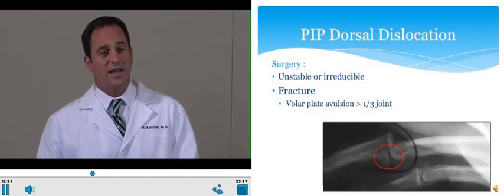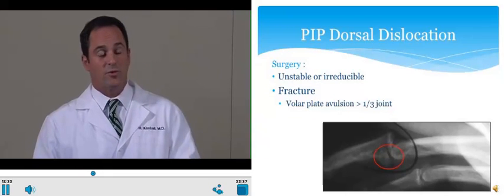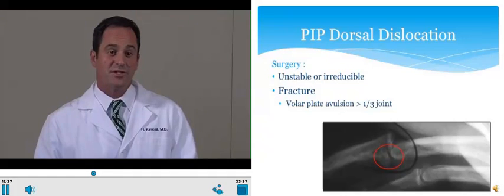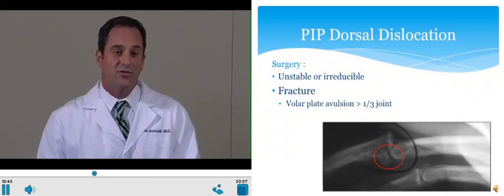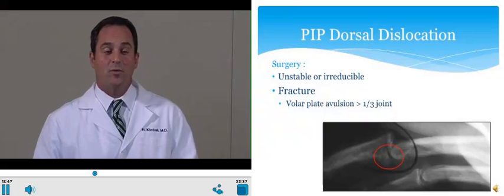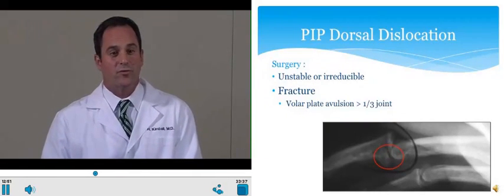So for certain cases where we see fractures that are larger, similar to what we were just looking at with the mallet injury, if the fracture is more than about 30% of the joint, we're a little concerned about that and may ultimately need to consider surgery for that. Also for those joints that are unstable or we can't seem to reduce them, then those are ones we're going to think about doing surgery for.